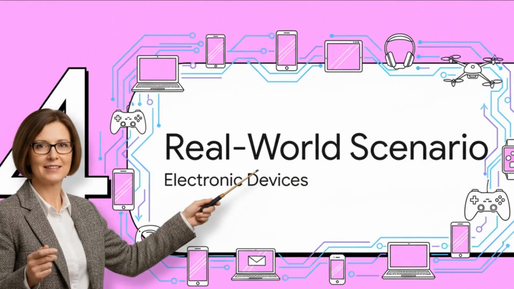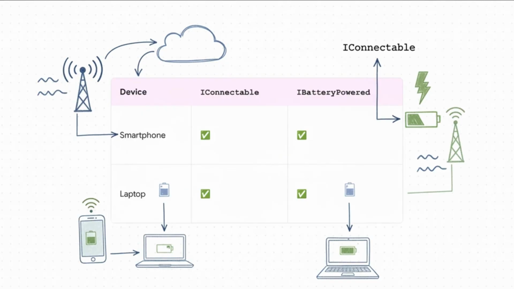And hey, this isn't just for sci-fi vehicles. This pattern is used absolutely everywhere in modern software. So let's look at another quick real-world example: electronic devices. This whole approach just gives you incredible flexibility. Imagine defining interfaces like IConnectable and IBatteryPowered. As you can see here, both a smartphone and a laptop can promise to fulfill these contracts. They share some common abilities, but each device gets to implement them in its own unique way.